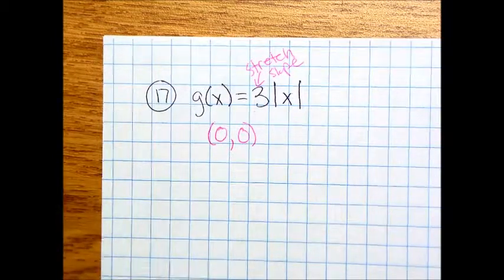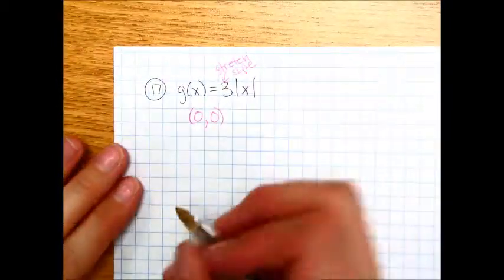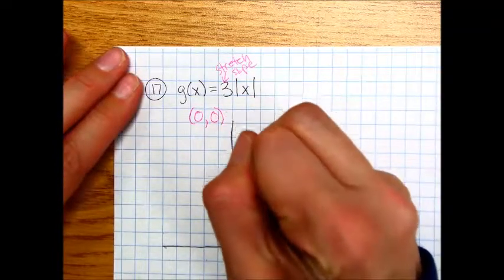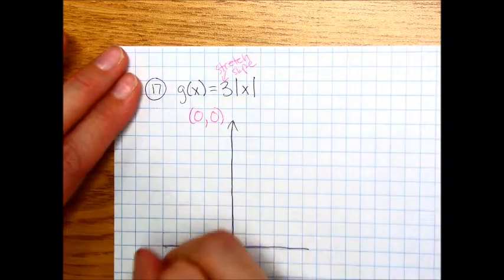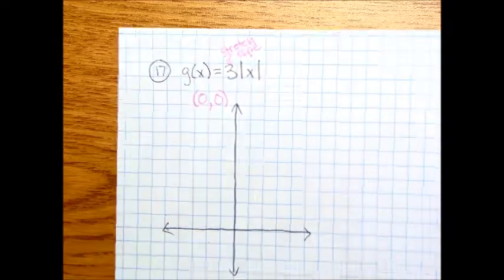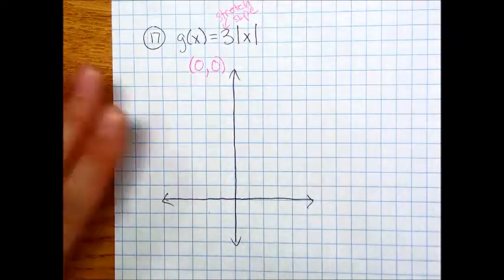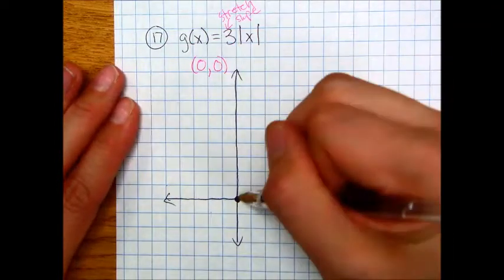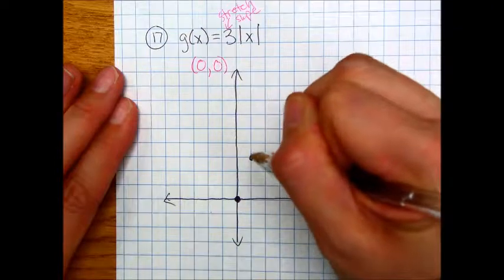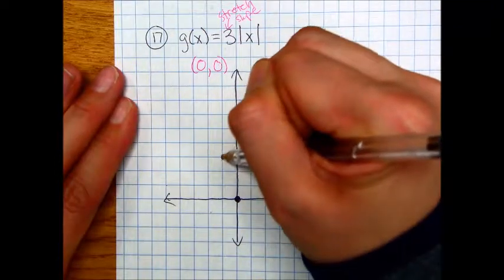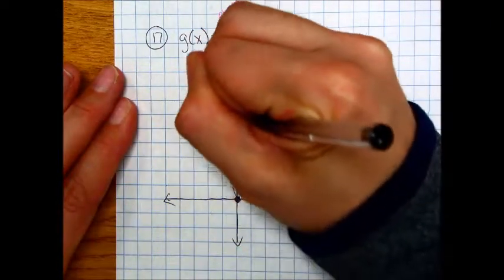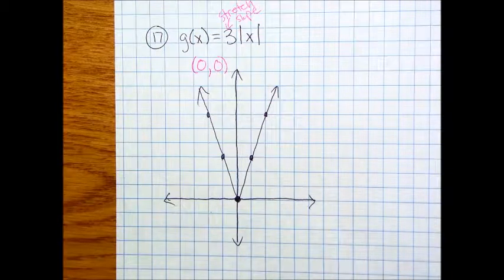That's the only difference. Let me zoom out a little and draw myself a grid. Let's make it kind of tall on the positive side. So your vertex is at 0, 0, and that 3 stretches it. So you should go up 3, out 1, up 3, out 1, same on both sides. So you will have a stretched V. Okay, so 18, 19, 20, very similar to that.